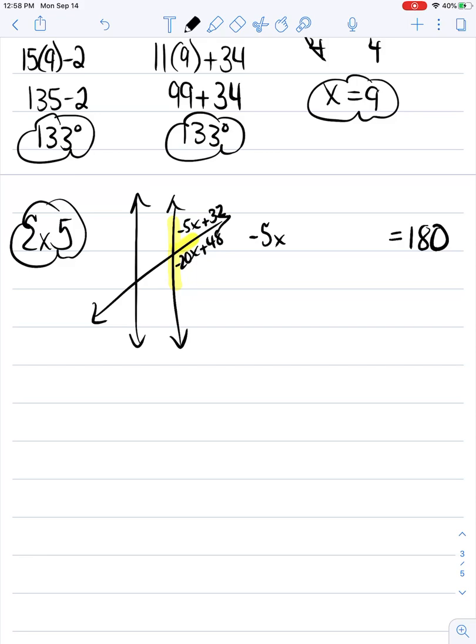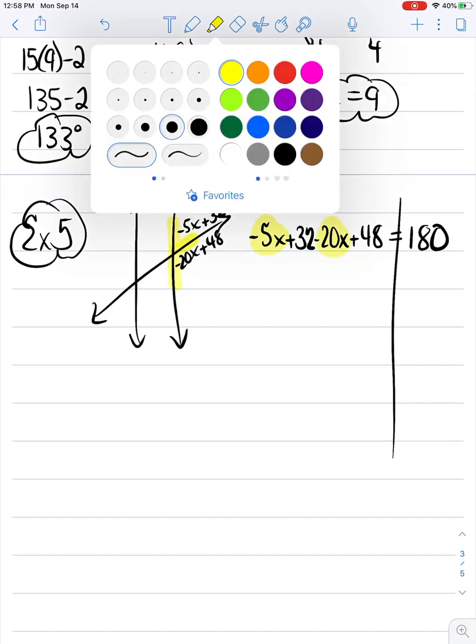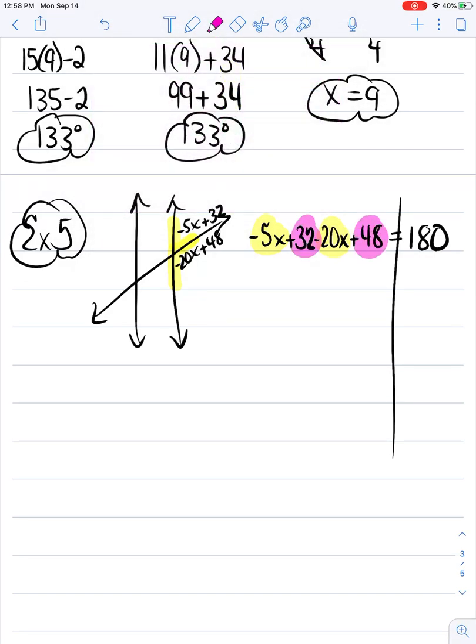So I have negative 5x plus 32 plus negative 20x plus 48. So that's my equation. I'm adding everything together, setting it equal to 180 because those are straight angles. So first, I need to combine like terms. If you haven't noticed, we are now putting angle relationships and solving equations together. So negative 5x minus 20x is negative 25x. 32 plus 48 is 80, equals 180.